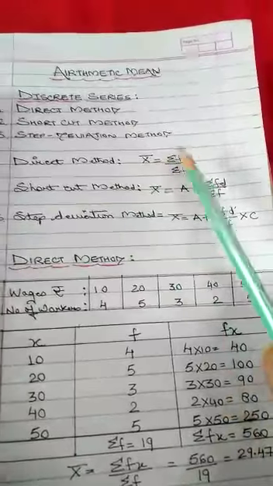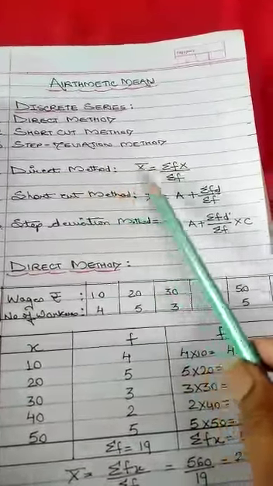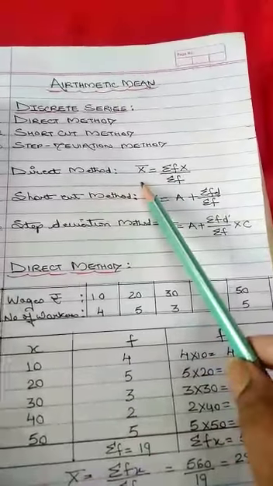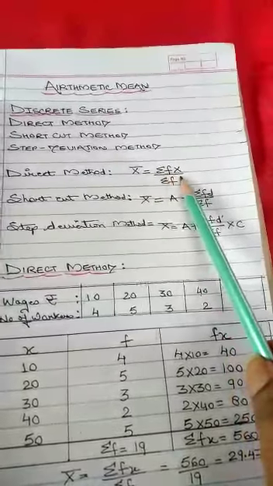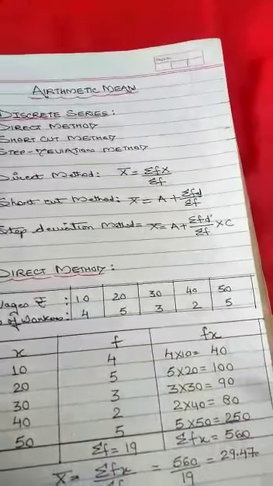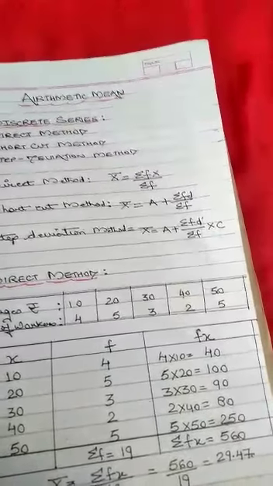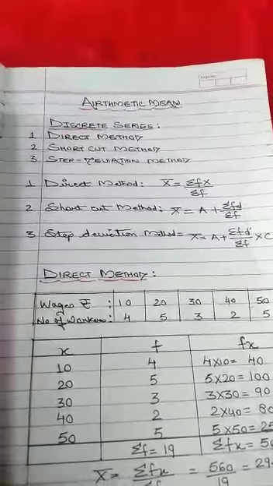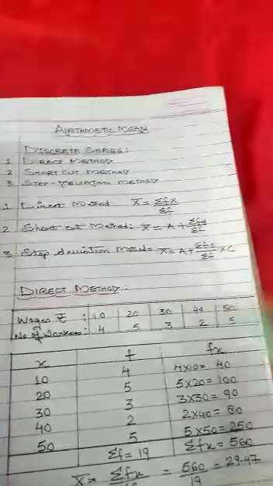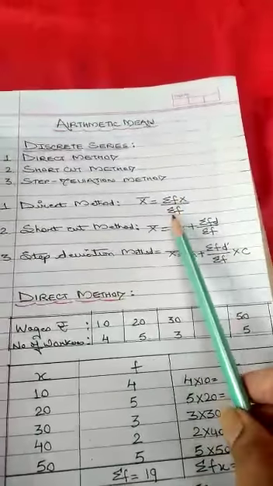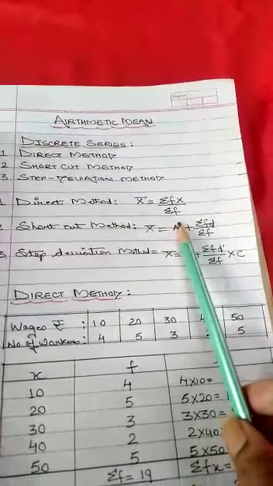Before that, let's see what is the formula for each method. If we go with the direct method, the formula goes like this. This is the sign of arithmetic mean equals sigma fx, where f, as you all know, is the frequency, and x is the item in the series, upon sigma f, the frequency.